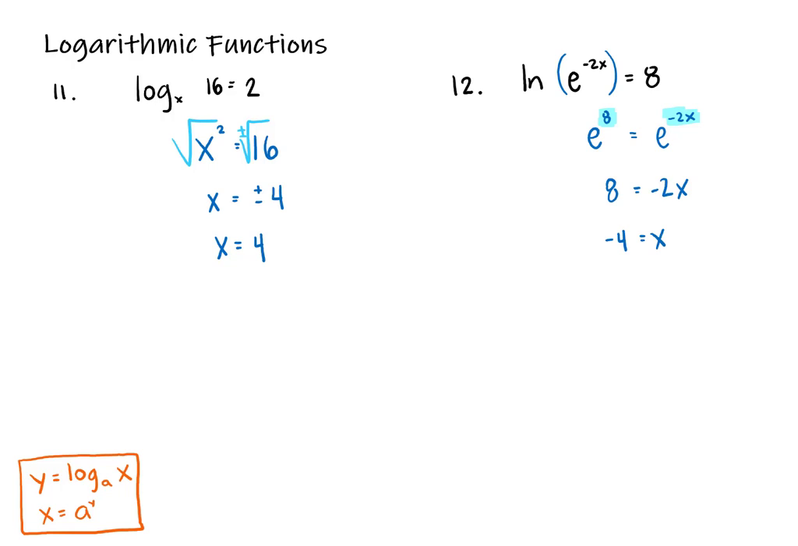Now, is it possible to get negative 4 as an answer? Yes, even though our domain has to be positive numbers, we know that negative 4, when we plug it in, gives e to the power of 8, and e to any power is going to be positive, so that's fine. But you always want to check against the domain and see if the argument will be positive when you plug that value in.